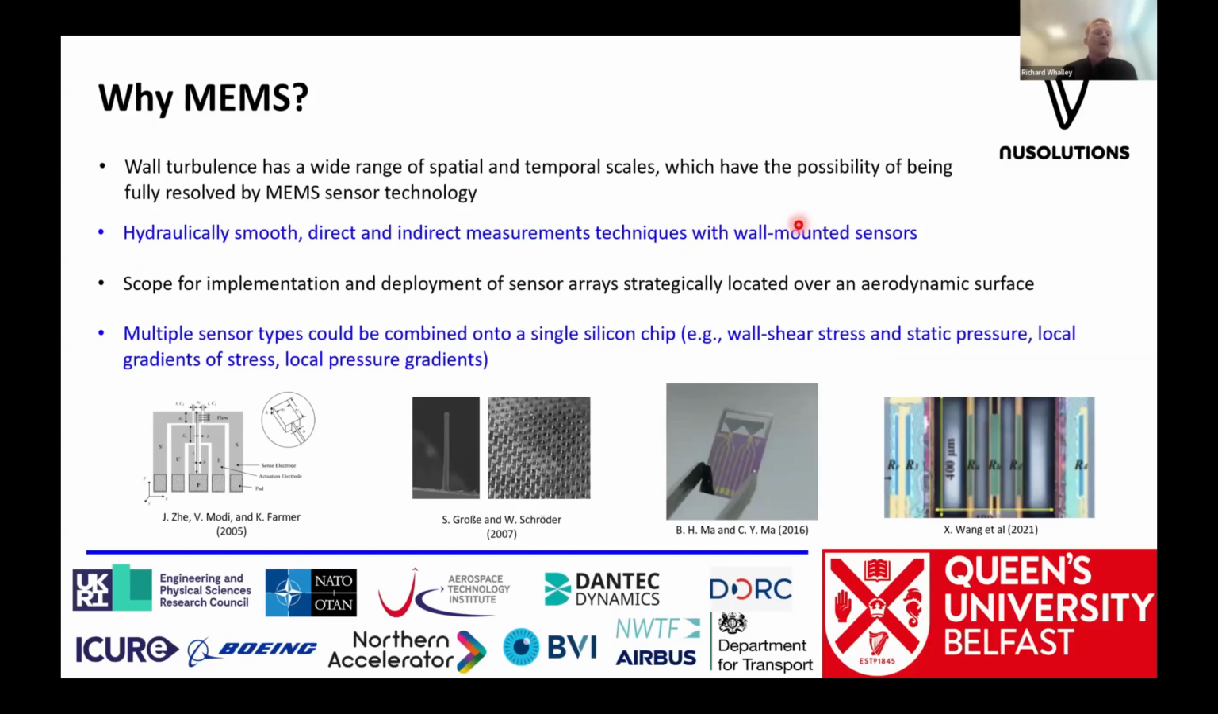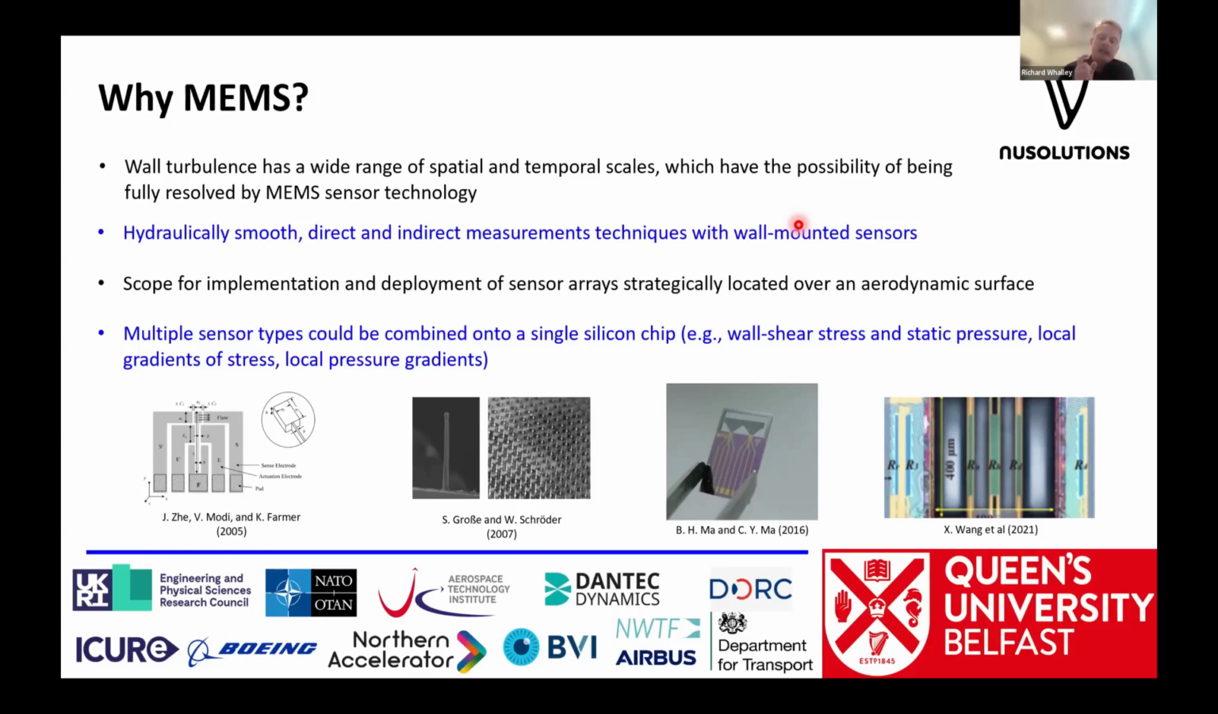So, why MEMS? Well, turbulence is a wide range of spatial scales and temporal scales, and so there's a possibility of all those being resolved by MEMS sensor technology. It's possible to have a sensor die which is flush mounted into the aerodynamic surface, so it's hydraulically smooth, it's not intrusive, it doesn't start tripping the flow or causing issues with the flow. And it's possible also to do direct measurements, which is very attractive. There's also scope for implementation of sensor arrays across the surface.